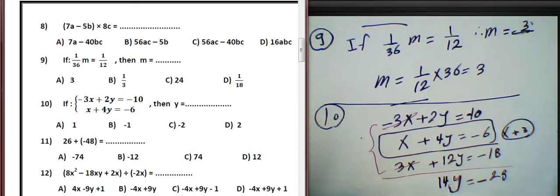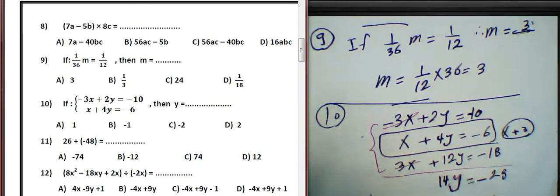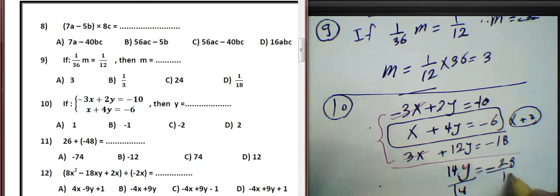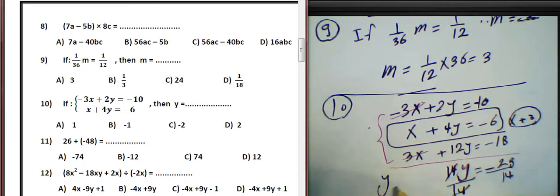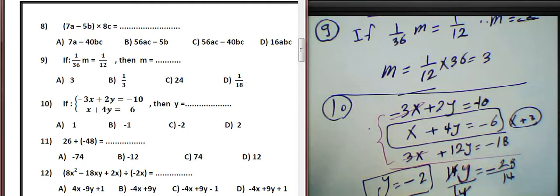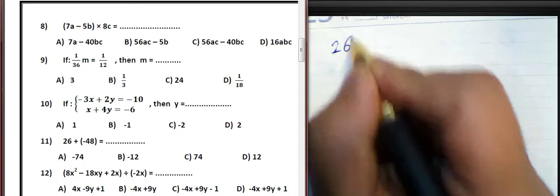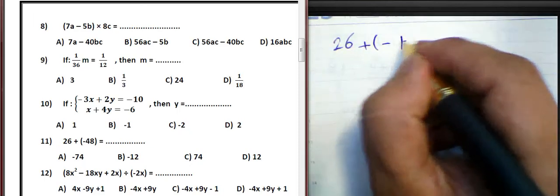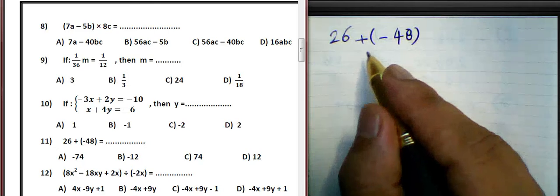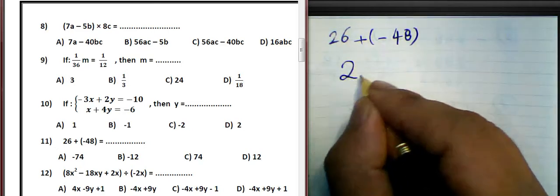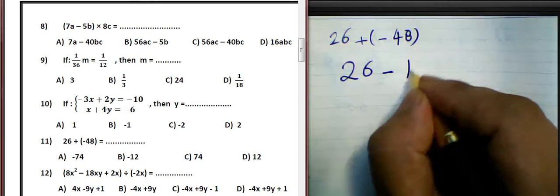We can divide it by 14. So y equals negative 28 divided by 14 equals negative 2. So the result will be negative 2. Okay, y equals negative 2. Question 11. 26 plus negative 48. We know positive times negative equals negative, so we can write 26 negative 48.